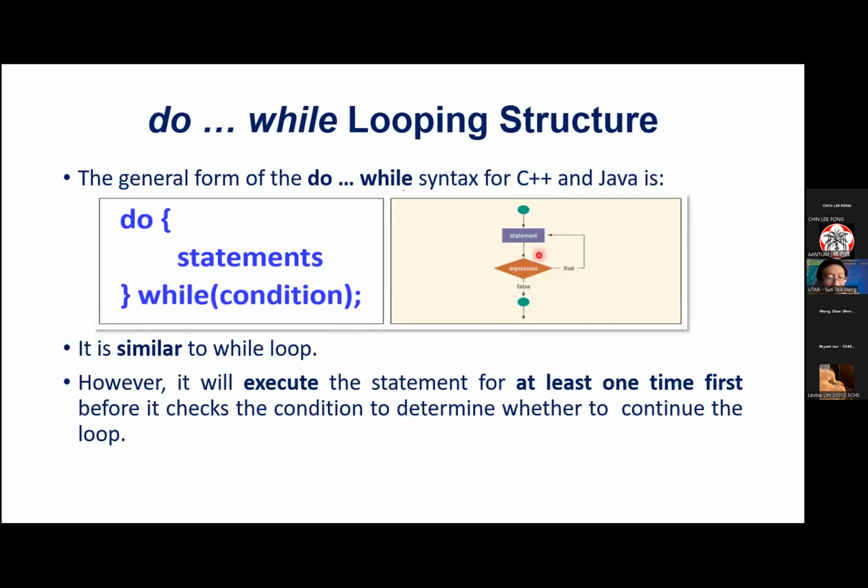And this is the program flowchart. You can see that straight away you go into the statement to execute the statement. Then only you check the condition. If the condition is false, you then proceed to the rest of the program. But if the condition is true, then you repeat the do while loop.